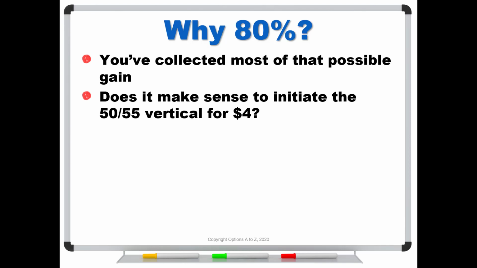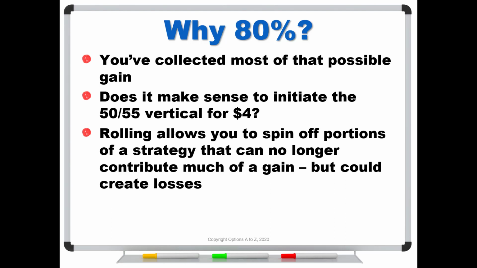And so the key insight that I want you to see is that rolling allows you to spin off portions of a strategy that can no longer contribute much of a gain, but could create losses. And if that's true, it makes sense to get them out of your account. Now, to really understand the art and science of options trading, you have to understand that there's not just vertical spreads that are a portion of this long $50 call. There's lots of strategies we could see. And if we can start spinning them out of the account, it's giving us things to trade where we can lock in some gains and get rid of a significant amount of losses. And that is the key reason why we like to roll.